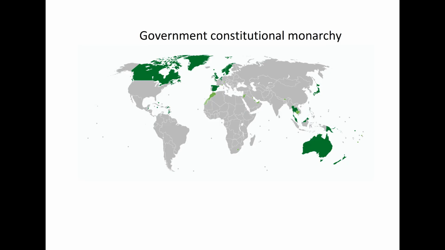Modern day Thailand, Malaysia, Spain, Japan, Norway, Sweden, Denmark, the Netherlands, Belgium, and the UK, and other Commonwealth countries are all constitutional monarchies. In addition to those, you've got the ex-Commonwealth countries, so basically that's Canada, Australia, New Zealand. South Africa used to be, but not anymore. Constitutional monarchy used to be more common, but in many cases it's been replaced by a republic.